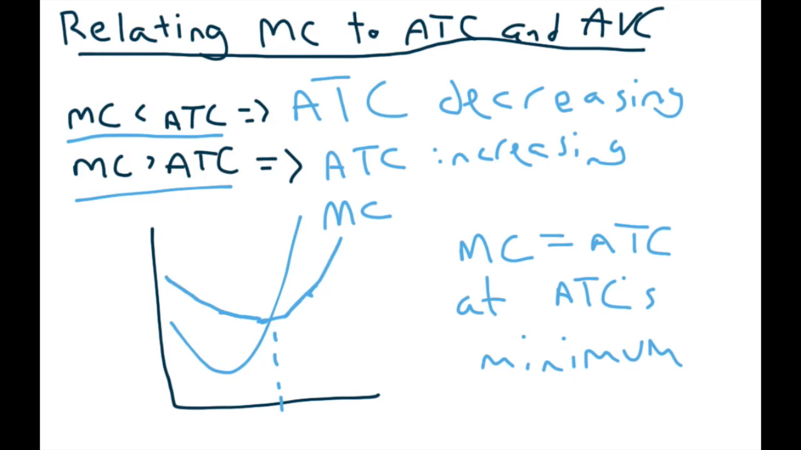You need to know this relationship. It is critically important. You need to know that there's something wrong with the graph if the ATC is decreasing when MC is above it. You need to know there's something wrong with the graph where the ATC's minimum is not where MC is intersecting it. It means that the ATC is not increasing when MC is above it. Otherwise, it could have gone to a minimum where they're not crossing.